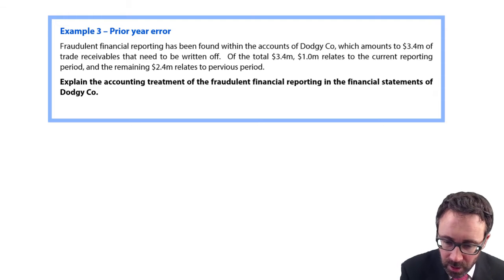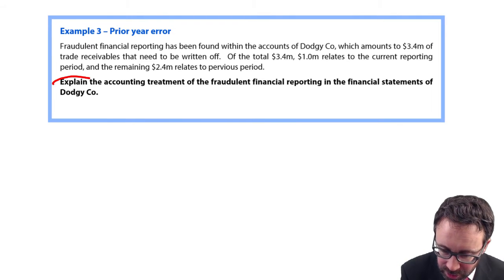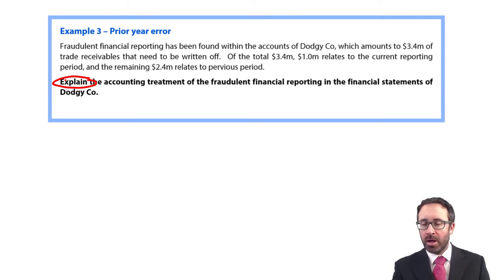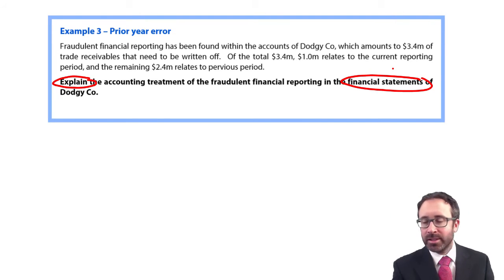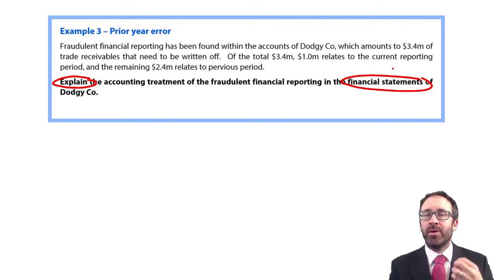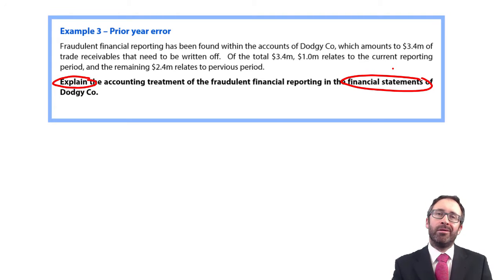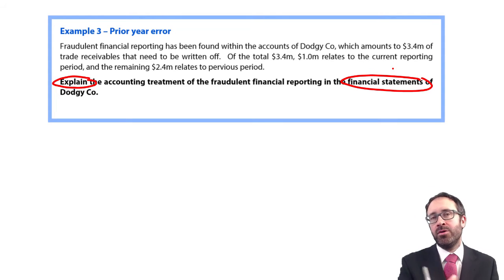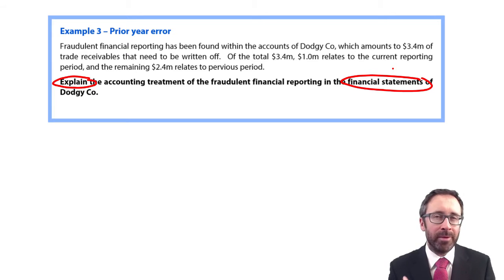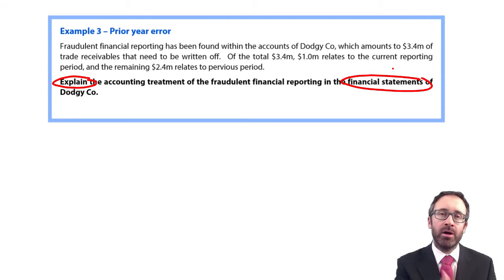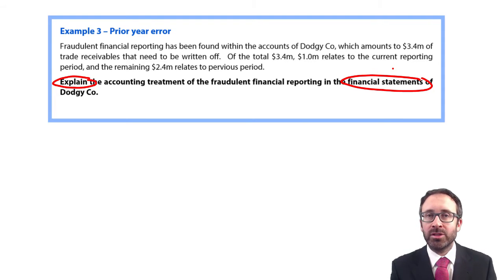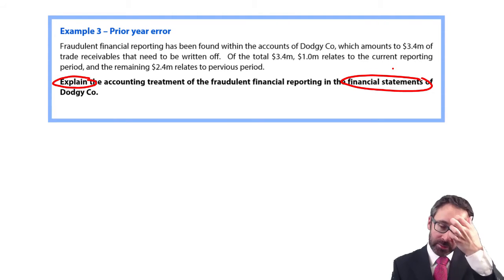The scenario wants us to explain the accounting treatment within the financial statements of this company, Dodgy. So yes, I know within financial reporting you're not going to have to explain anything, but we'll explain it so that you can then use that within a longer, say, published company account style question. And then that application will work for any financial reporting style question going into the exam. So we're going to focus on the explanation.